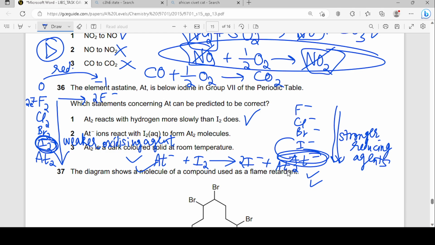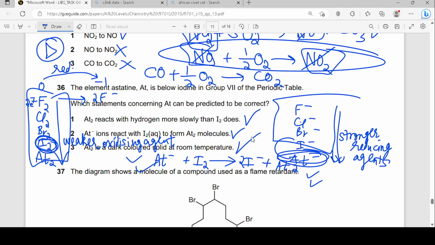That's again the IGCSE concept. But again, you could use the reverse logic, which I used here, or you could use the IGCSE logic. So I2 can displace At minus. Okay, so basically 2 should be right. Next, 3: At2. At2 is a dark colored solid at room temperature.